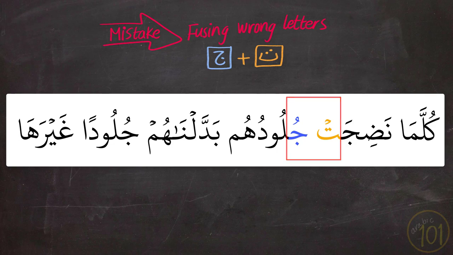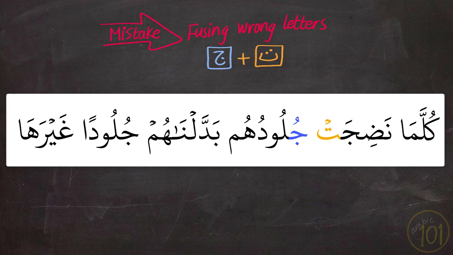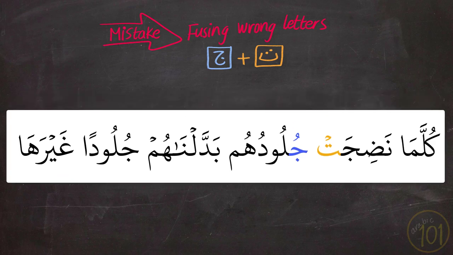The mistake that usually happens is that the ta becomes so muffled and so hidden that it becomes fused with the jim that follows it in the next word, and it sounds like this. كُلَّمَا نَضِجَتْ جُلُودُهُمْ بَدَّلْنَاهُمْ. And that is, of course, not correct. So why does this mistake happen?